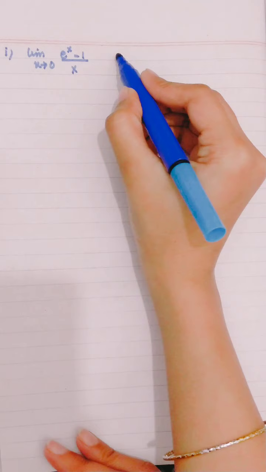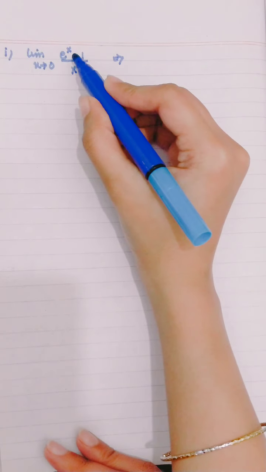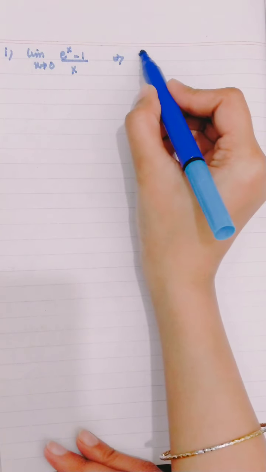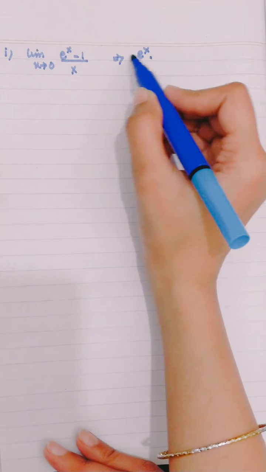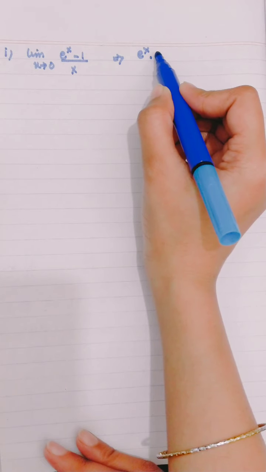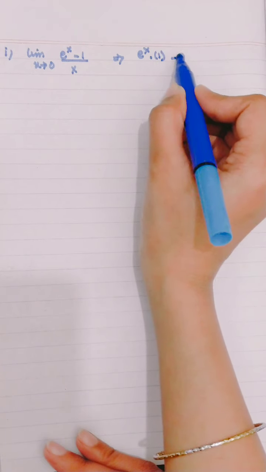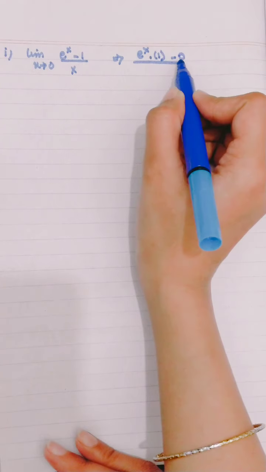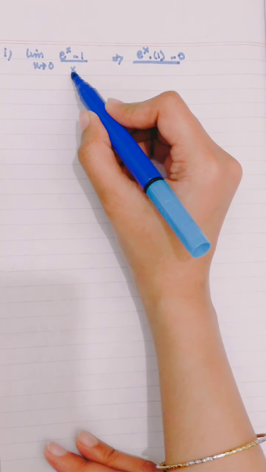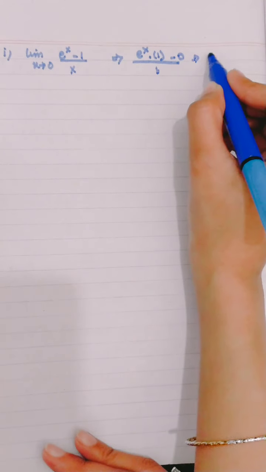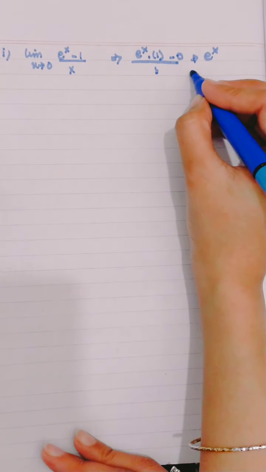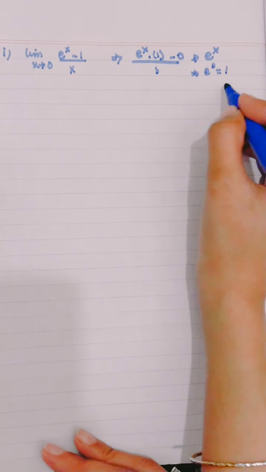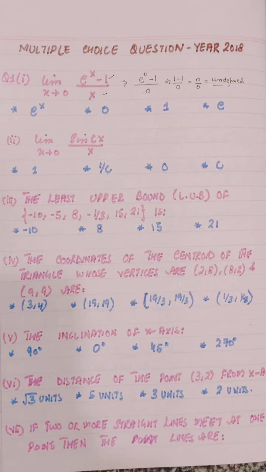Okay, so differentiating the numerator, e ki power x ka derivative is e ki power x, then ln e hota hai, ln e ki value is 1, so we don't write that, and x ka derivative is 1 minus 0 because derivative of 1 is 0, then the derivative of this x is 1, so e ki power x. Now x approaches 0, so e ki power 0 is 1. So the correct answer is 1.